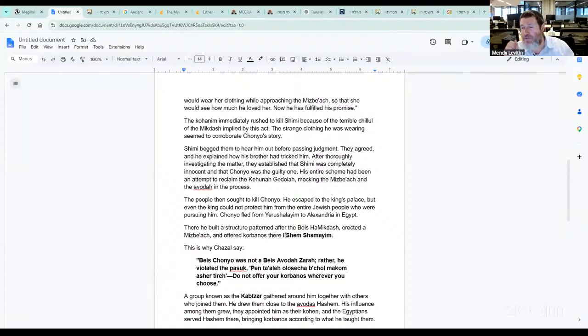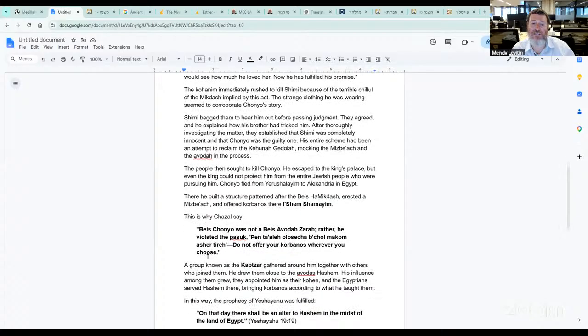So the Rambam takes the opinion, again, it's a machlokes in the Gemara, in Menachos. The Rambam takes the opinion that what did he do? He went to Egypt, Alexandria of Egypt, put up a temple exactly as a replica of the Holy Temple in Jerusalem, and sacrificed for God. So this is where Chazal say Beis Choniyo was not a Beis Avodah Zarah. It means it wasn't a house of idol worship.